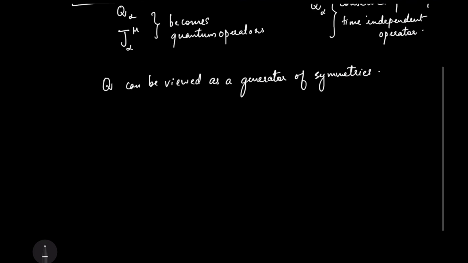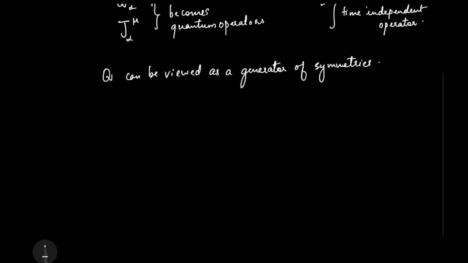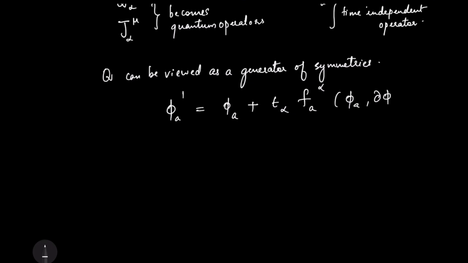And this infinitesimal transformation we have already discussed in the previous classes, that phi a prime is equal to phi a plus epsilon alpha f a alpha, which is a function of the field and the derivative of the fields. Therefore Q alpha is also called the generator of symmetries.